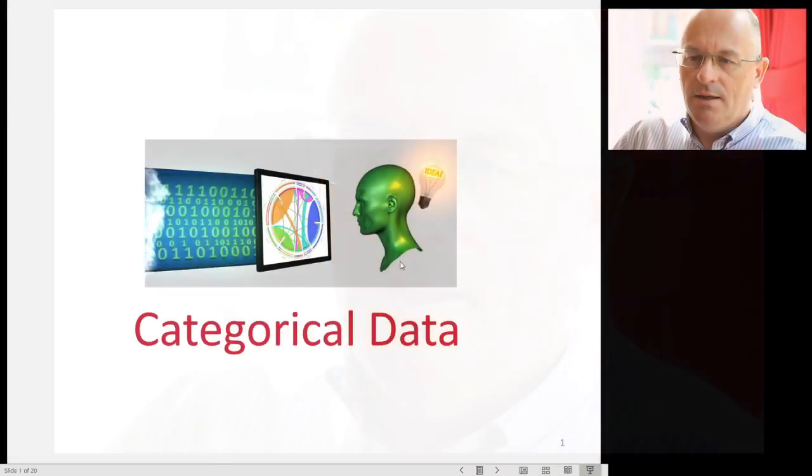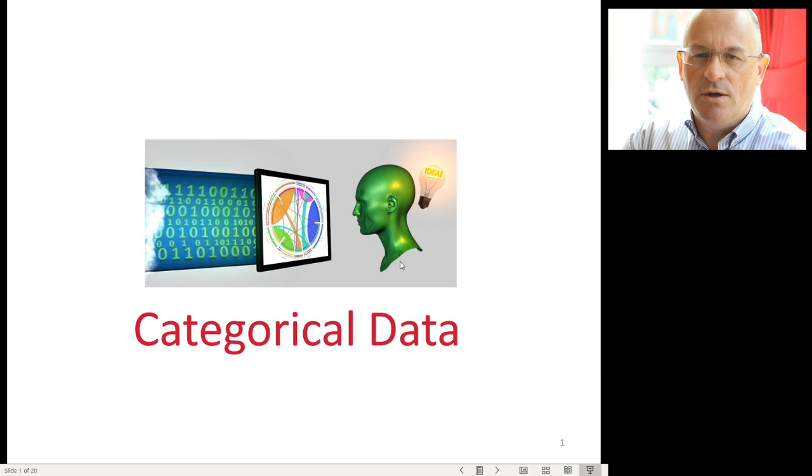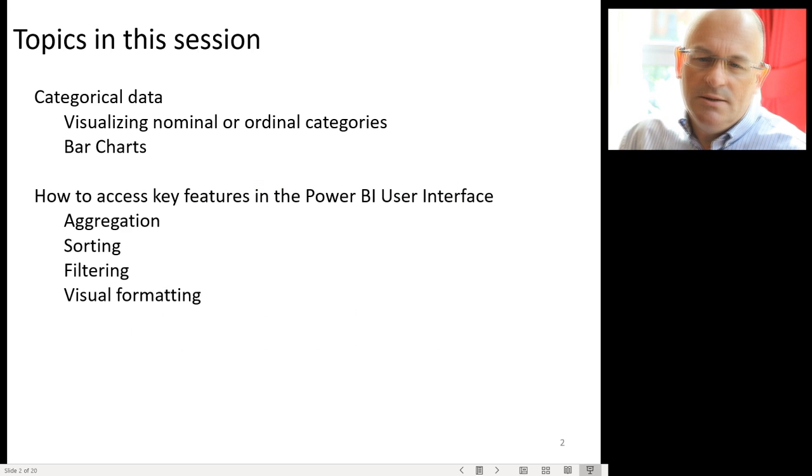Hi, welcome to the session on categorical data. In this section we're going to look at what categorical data is, and the types of visuals that you can use for this, primarily the bar chart here. More importantly, we'll look at the details of the PowerBI user interface and how PowerBI aggregates data. It's important to understand the defaults and the options here, because visuals by default do not always use the aggregation that you think they would use. We're going to look at sorting data in visuals, filtering data, and how to visually format the page and the visualization itself.